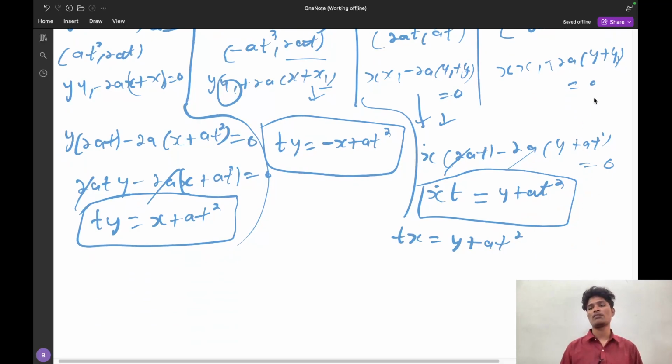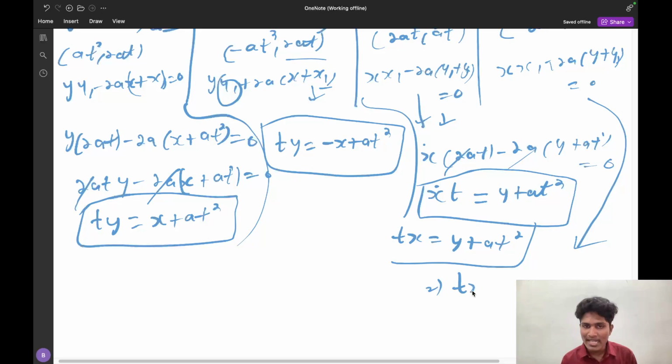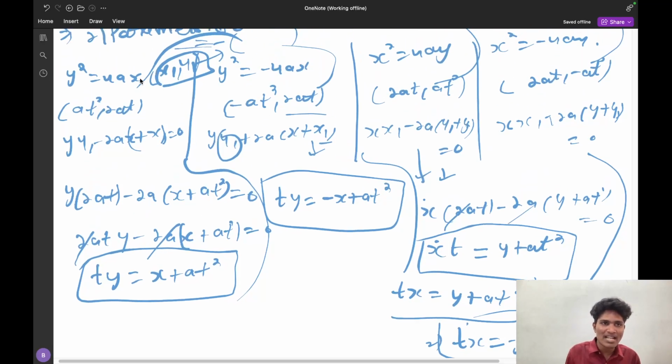So now it is very obvious. What is the equation of tangent in parametric form for the fourth parabola? That is tx is equal to minus y plus at square. If you observe very carefully, when it is y square equal to 4ax, you will get y here, and when it is x, you will get x here. So when it is y square equal to 4ax, it will be ty equal to x plus at square. When it is y square equal to minus 4ax, you will get ty equal to minus x plus at square.